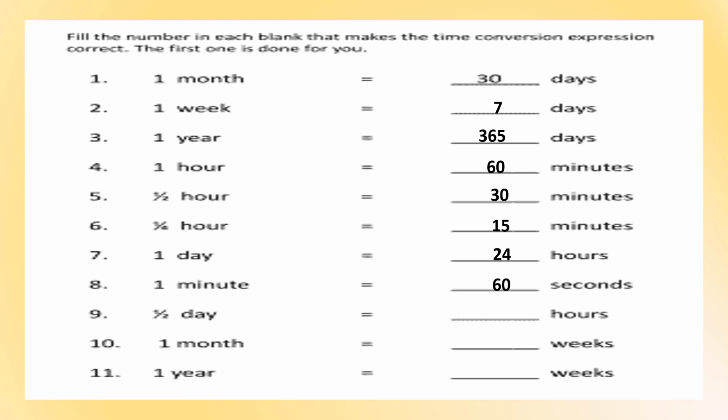How many seconds does 1 minute have? 60 seconds. Half day: one day has 24 hours, so you have to tell how many hours are in half a day. So 24's half is 12. Then how many weeks does 1 month have, children? If you see, there will be 4 weeks. And in 1 year, there are 52 weeks.